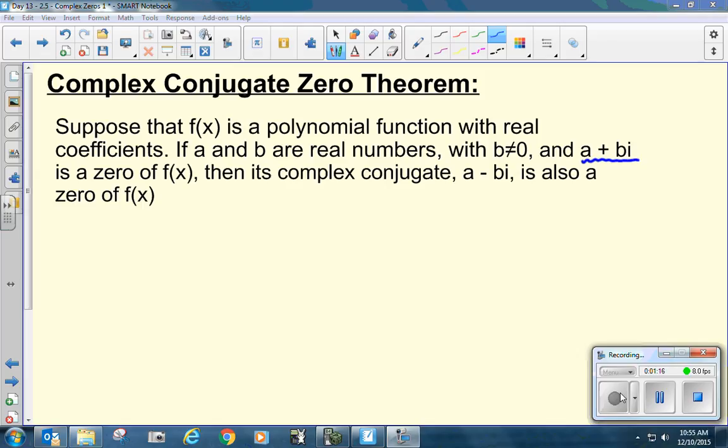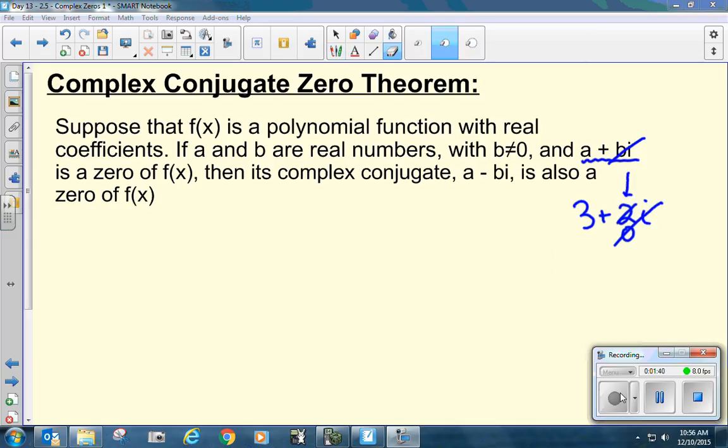If b is 0, well, what's anything times 0? 0. Yeah, this would go away if b is 0. So then it wouldn't be a complex number anymore. It'd just be a regular number. A is a real number like 3. So if I had 3 plus 2i, well, if this 2 was a 0, anything times 0 goes away. It'd just be 3. It wouldn't be a complex number anymore. So b can't be 0.